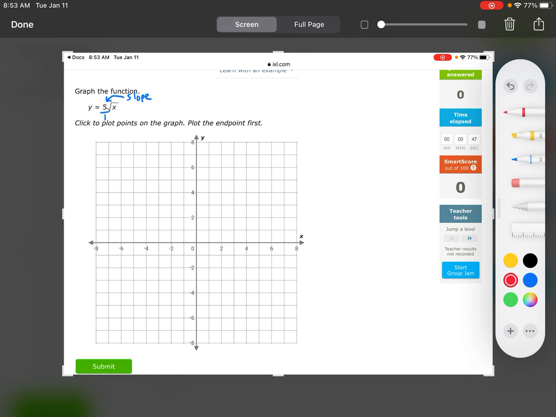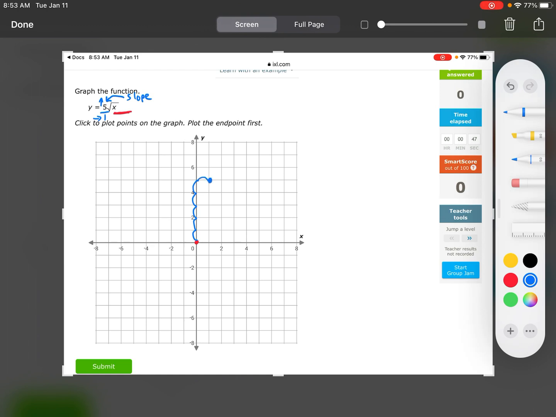Now notice that there's no other numbers being added or subtracted anywhere else in this equation. So that means that the vertex or starting point is going to be at the origin 0, 0. Now I'm going to go ahead and apply the slope, which is positive, so it's going to go up and right. So it'll go up 5 and right 1, and this would be the second point.